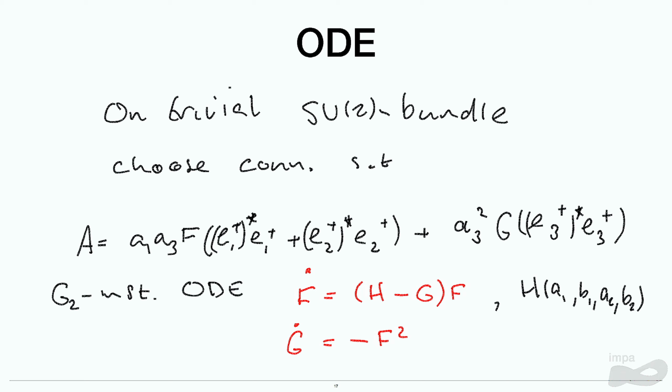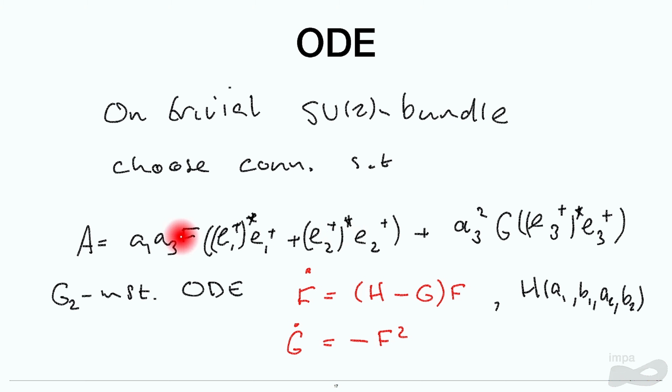Right, and my instanton ODE, I'm going to focus on gauge group SU2. And of course, topologically, there's only a trivial SU2 bundle on S3 times R4. So I choose a connection in the following way. I take the identity map between the subspace of the Lie algebra of SU2 spanned by E1 and E2, and I take the identity map on the subspace spanned by E3. So that's the map from the tangent space into SU2.